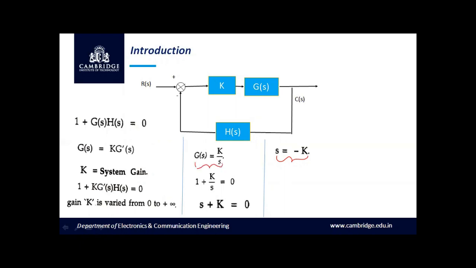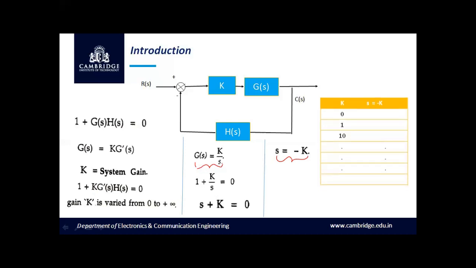Hence, for this example, let us obtain the root locus. If the gain K is varied from 0 to infinity, we could see the location of the root change. That is, if K is equal to 0, substitute K is equal to 0 in this equation, hence I get s is equal to 0. When K is equal to 1, I get s is equal to minus 1. When K is equal to 10, I get s is equal to minus 10. Similarly, when K is equal to plus infinity, I get s is equal to minus infinity.